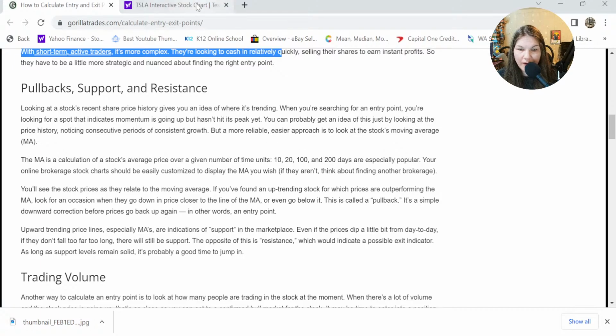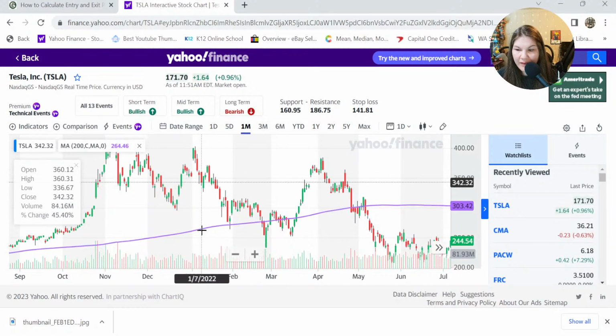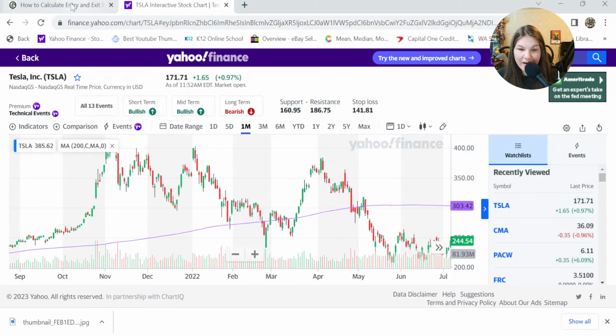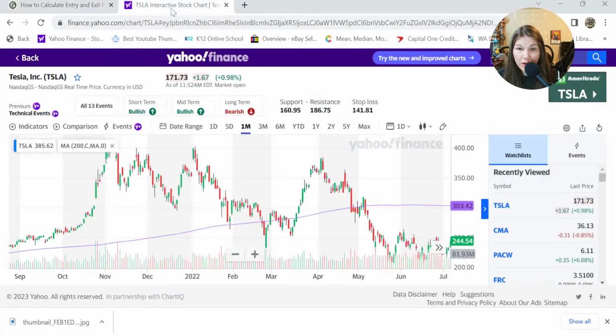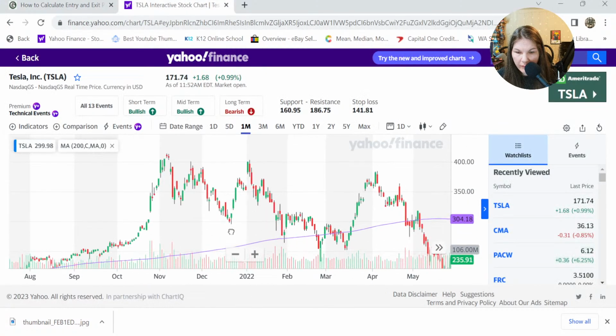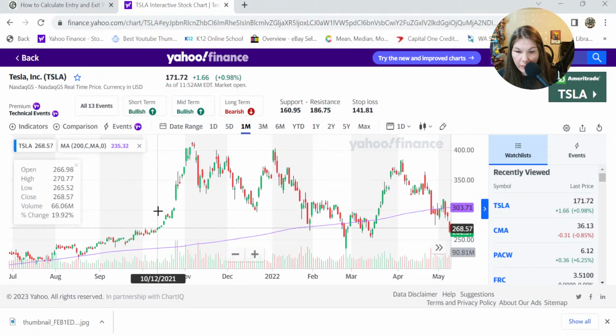Okay, so let's take a look at a stock, see what's trending. This, guys, is the moving average. Right here, this purple line, that's the moving average. So what did it say to do? It said, look at a stock's recent share price history. When you're searching for an entry point, you're looking for a spot that indicates momentum is going up but hasn't hit its peak yet. Okay, so here we go. We're looking for momentum going up but hasn't hit its peak yet.